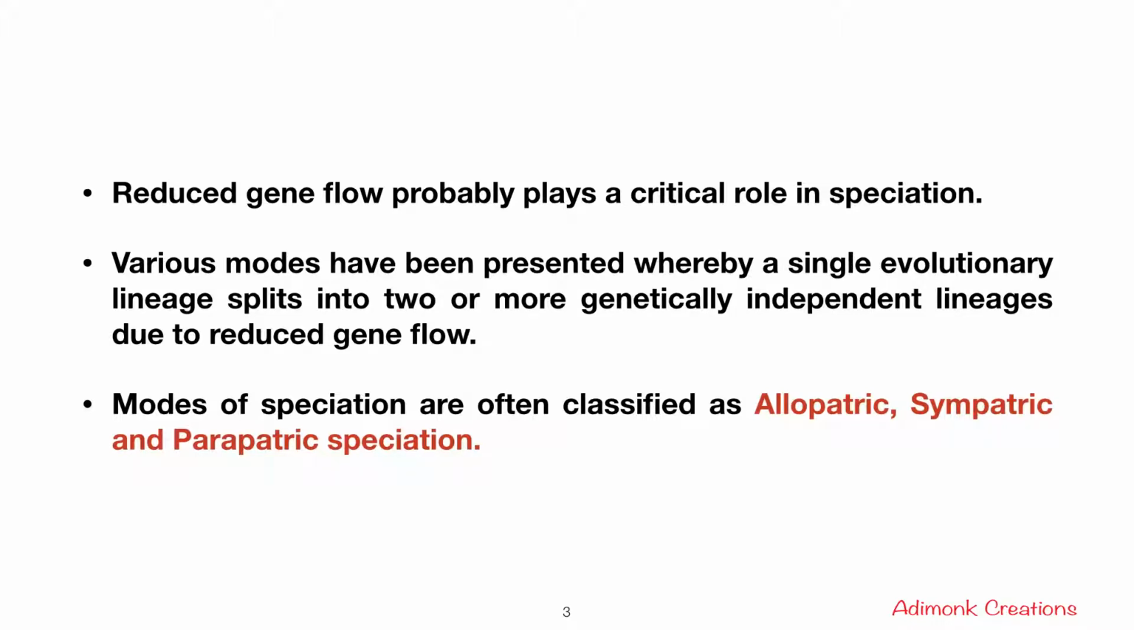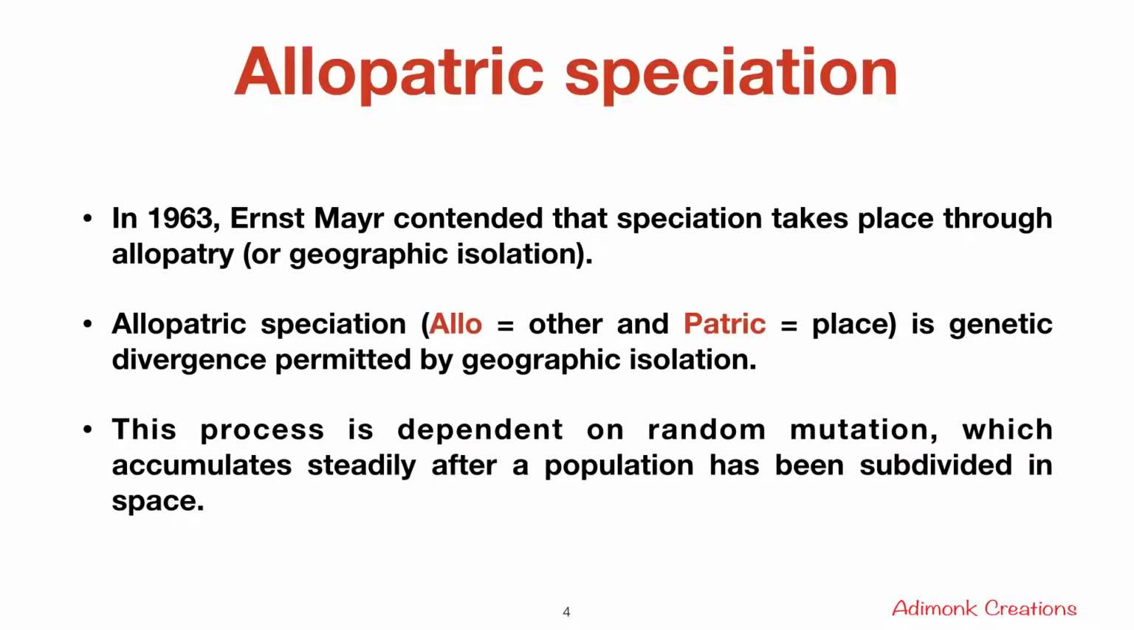Various modes have been presented whereby a single evolutionary lineage splits into two or more genetically independent lineages due to reduced gene flow. So modes of speciation are often classified as Allopatric, Sympatric and Parapatric speciation. So what is allopatric speciation?